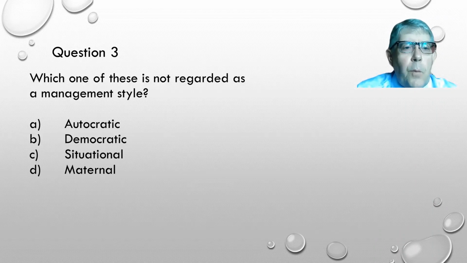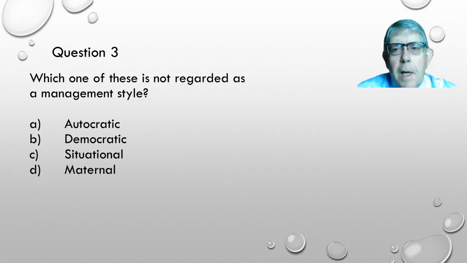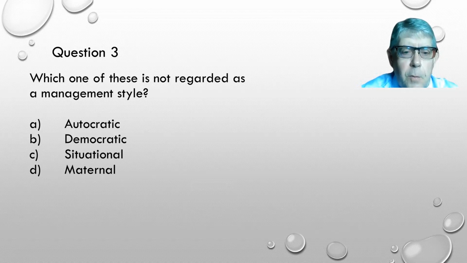Question 3. Which one of these is not regarded as a management style? A. Autocratic. B. Democratic. C. Situational. Or D. Maternal.